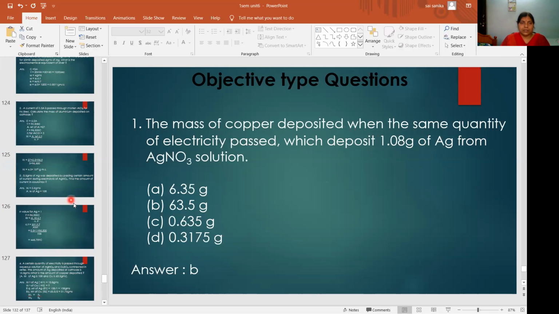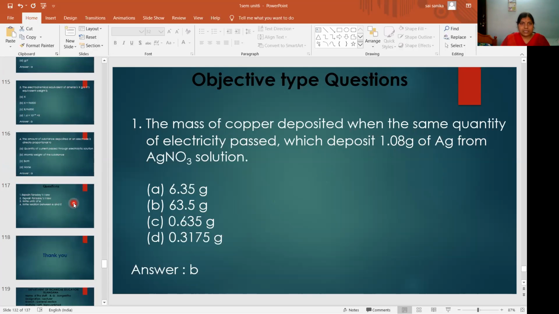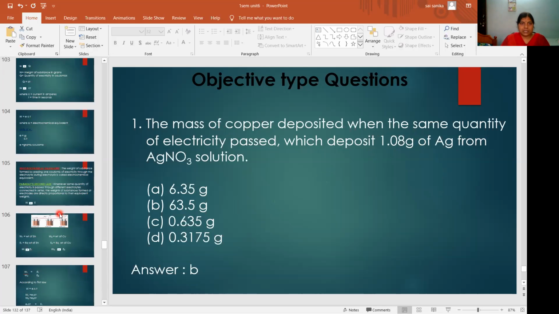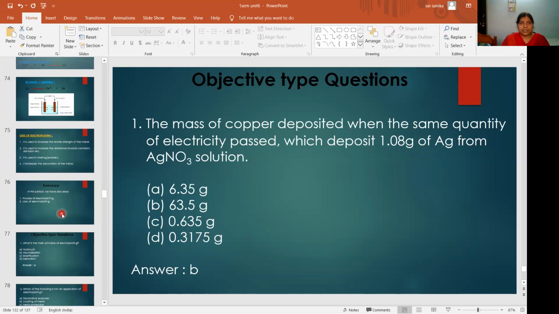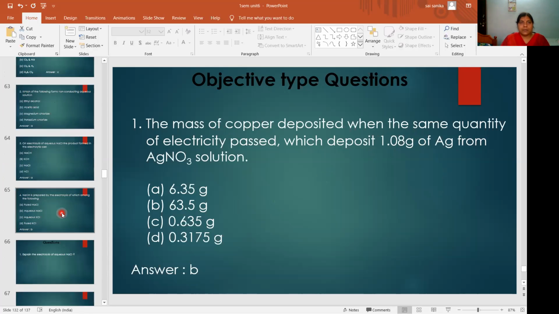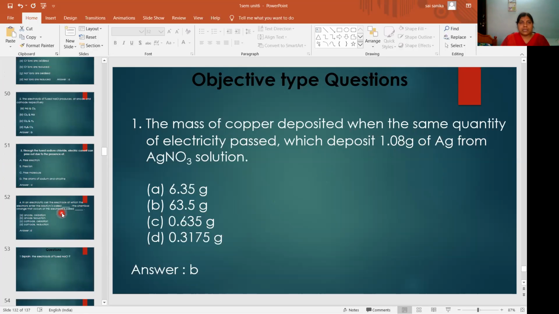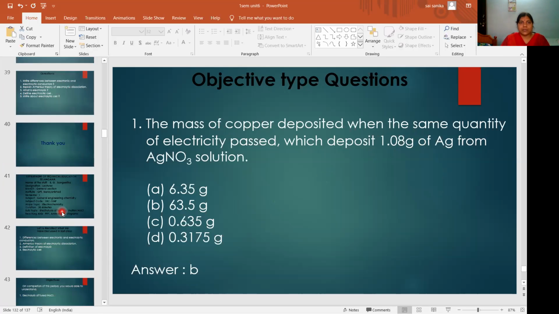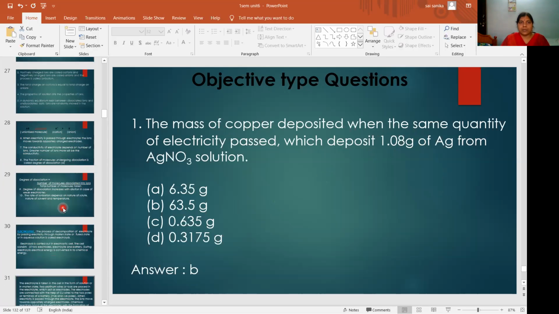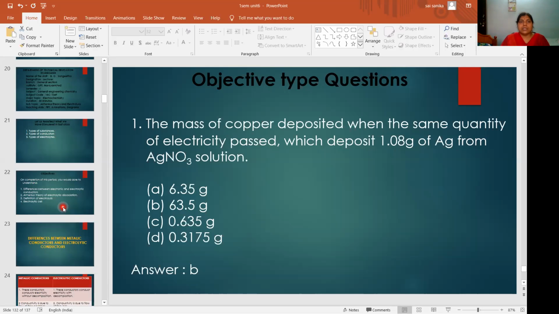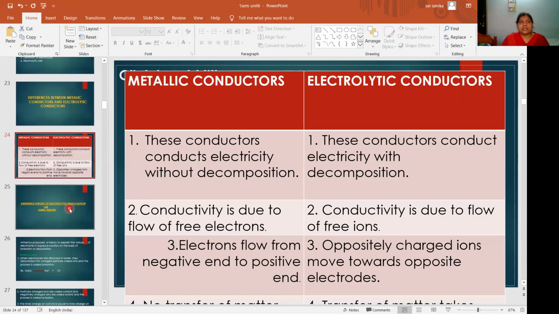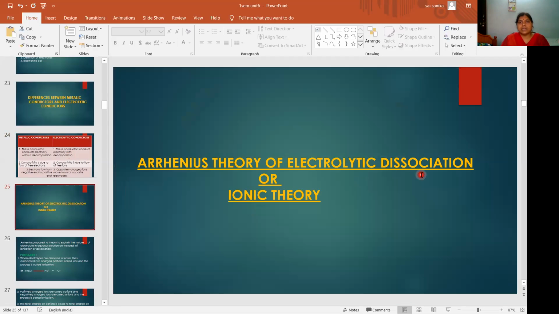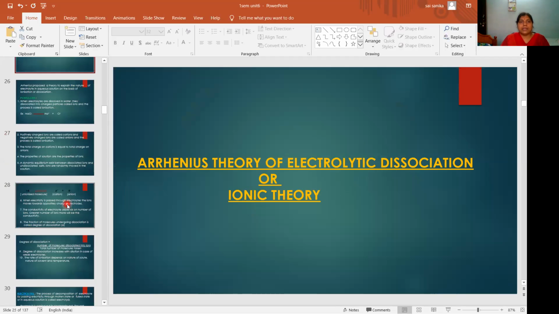electrochemistry topic. Okay, so what we have discussed in electrochemistry, starting from the introduction. With the problems we finished the electrochemistry topic. First we studied the introduction: what are the types of substances, what are the types of conductors, what are the types of electrolytes. Then we discussed the differences between metallic and non-metallic conductors.